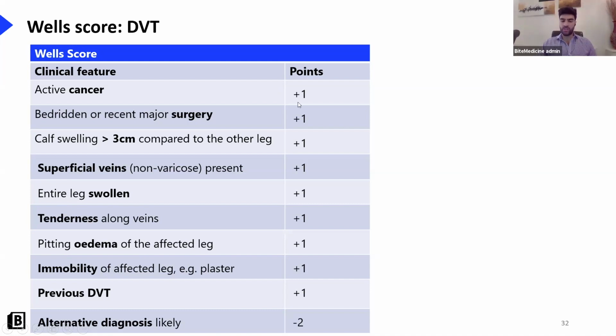What is the threshold for a DVT on the Wells score? What would make you think that the patient has a likely DVT? So it's greater than 1, i.e. 2 and above, is a likely DVT. 1 and below suggests it's an unlikely DVT. So you need to learn these thresholds. These are important. They'll come up in your exams. They'll come up in clinical practice.